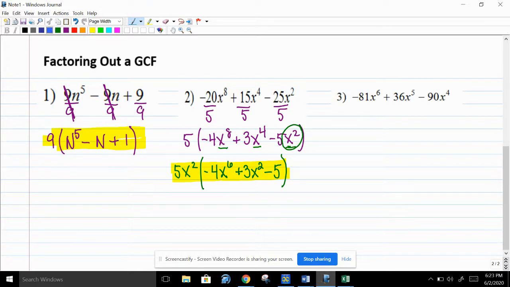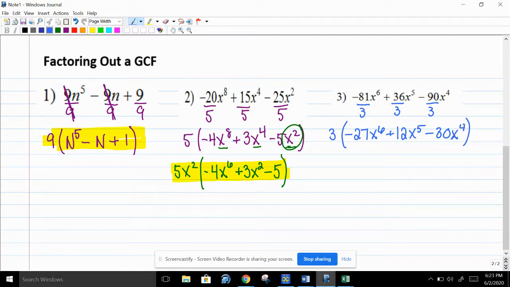Okay, let's say you're looking at number 3 and you look at the 81, the 36, and the 90, and you go, okay, those numbers are evenly divisible by 3. Negative 81 divided by 3, that's going to be negative 27x to the 6th. So I'm taking out a 3 here. Plus 36 divided by 3 is 12 x to the 5th. Minus 90 divided by 3 is 30 x to the 4th.